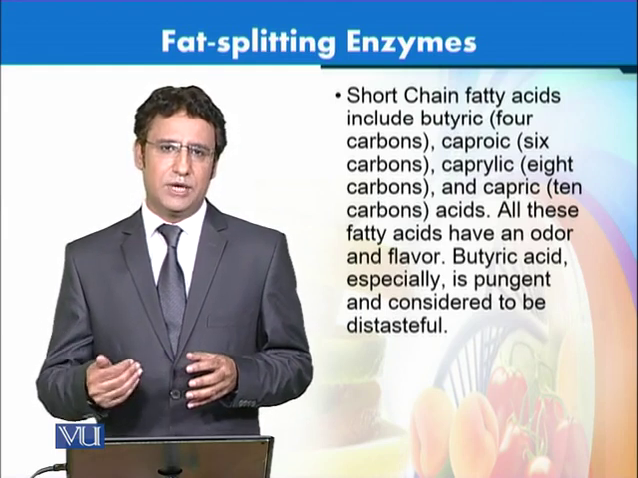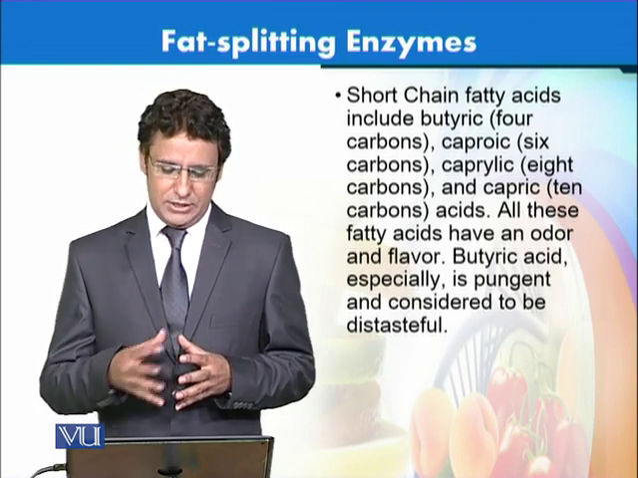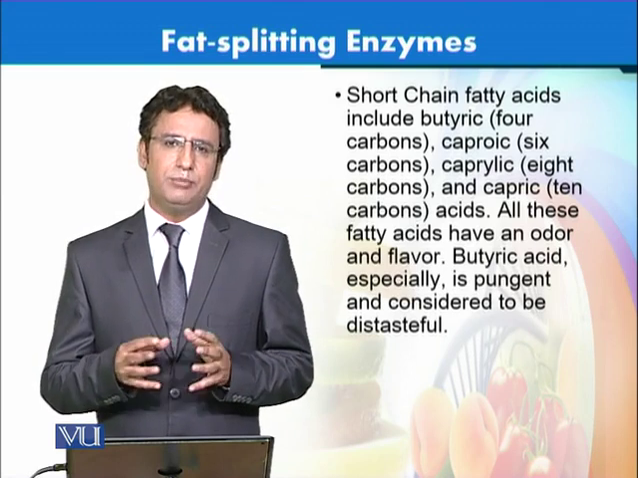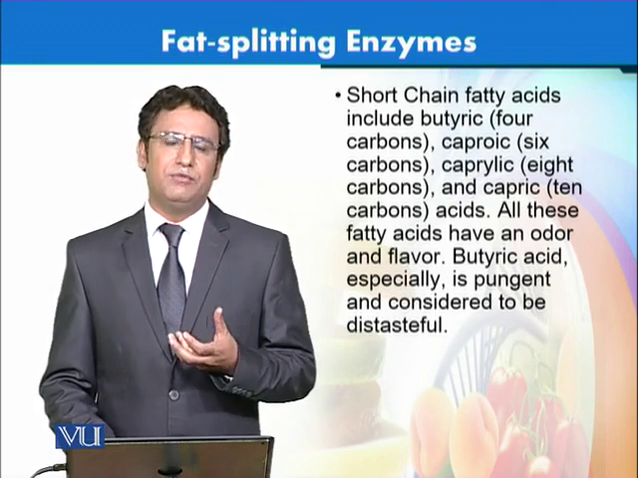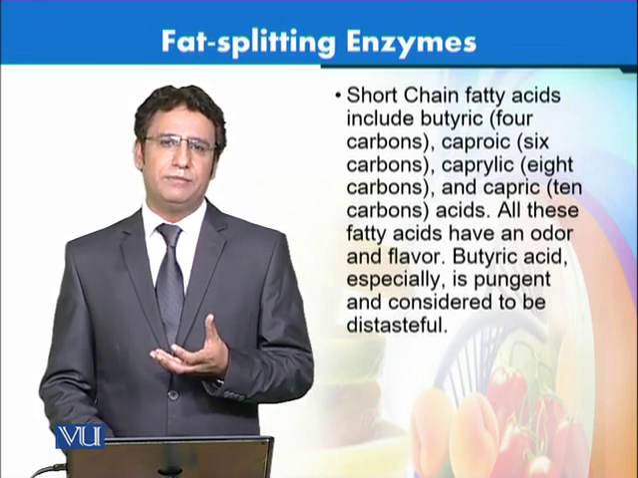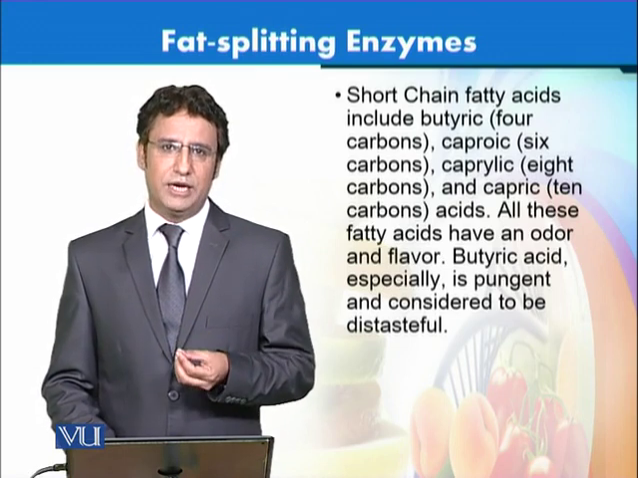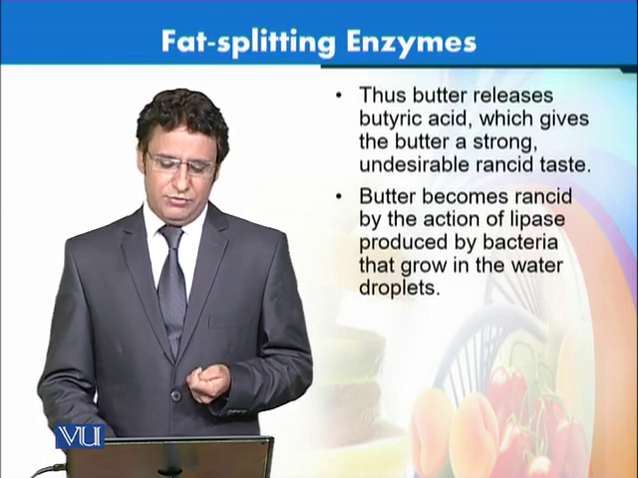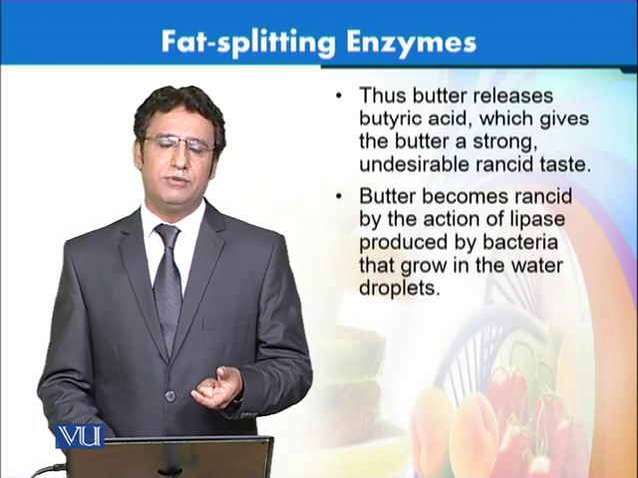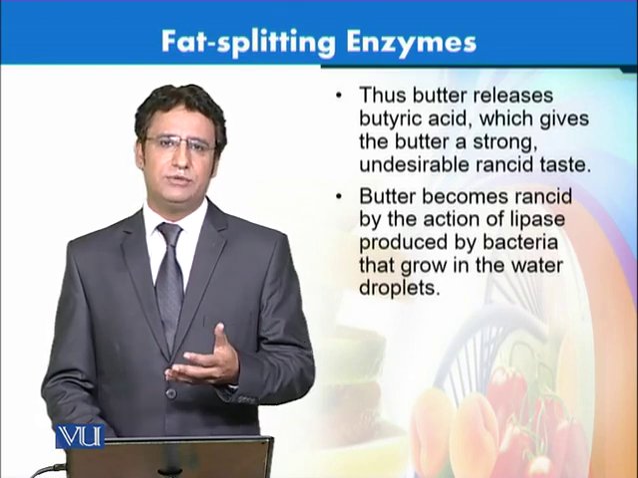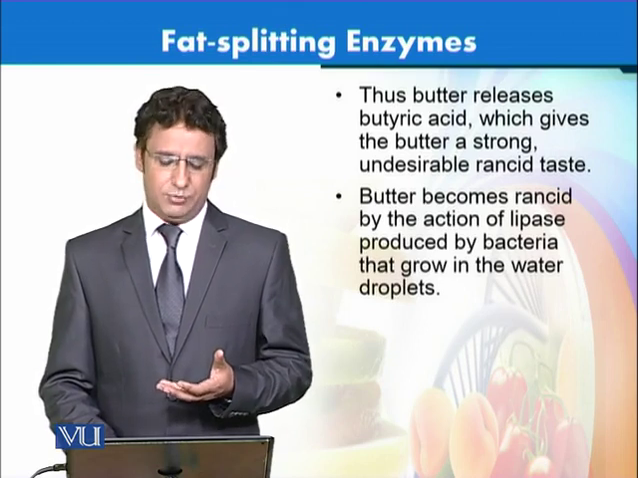For example, capric and caprylic acid are more linked with goat milk, and butyric acid is linked with butter, and it has a pungent taste that is very sensible. It can be sensed easily when we consume butter that has been oxidized. The butter releases butyric acid when these enzymes break down the triglyceride molecules. This butyric acid tells us that the butter has been spoiled.